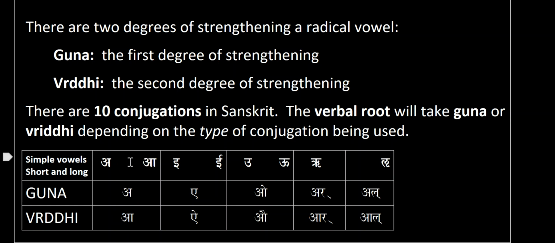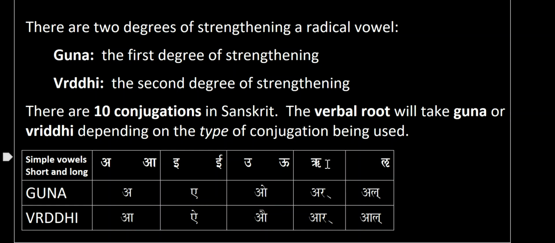Now, if your verbal root has an i and has to take guna, then when you're forming your base, you're going to change the i into an e to form your verbal base. If it's Vrddhi, then you're just going to keep it as ai. If your verbal root has an u or ū, that u or ū could change into an o for guna, or change into an au in Vrddhi.